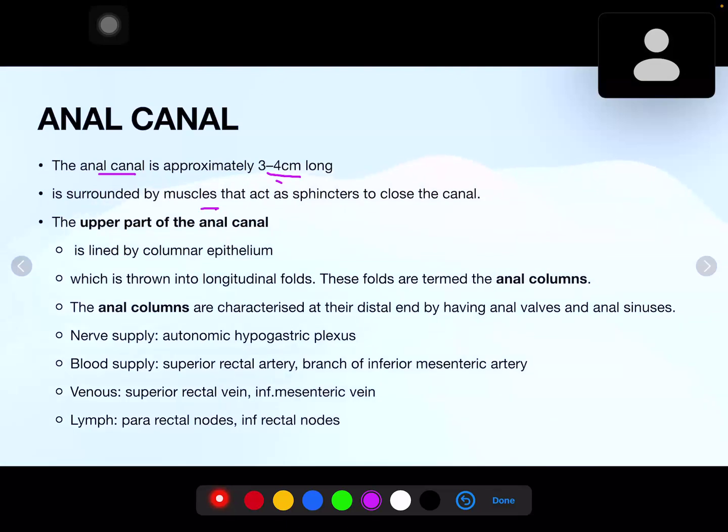Okay, so the anal canal is approximately 3-4 centimeter long, and it is surrounded by muscles which act as sphincters to it, like the external and internal anal sphincter, you all know. So there are a few differences in this anal canal. When we read the embryology portion, you will be knowing about the difference here in anatomy as well. Okay, so why is the upper portion of anal canal different than the lower portion of anal canal? Because both structures are embryologically from different origin.